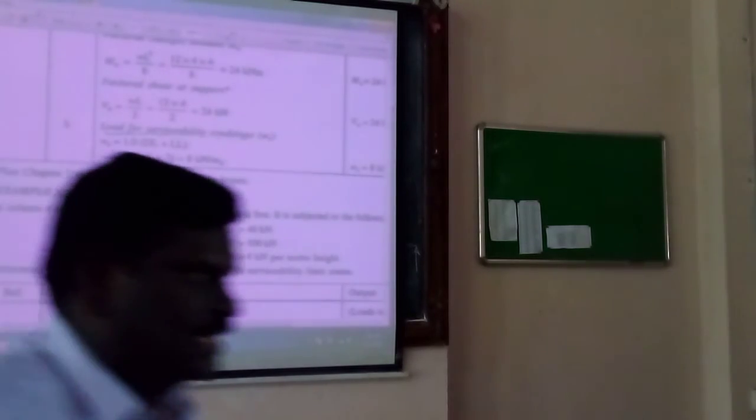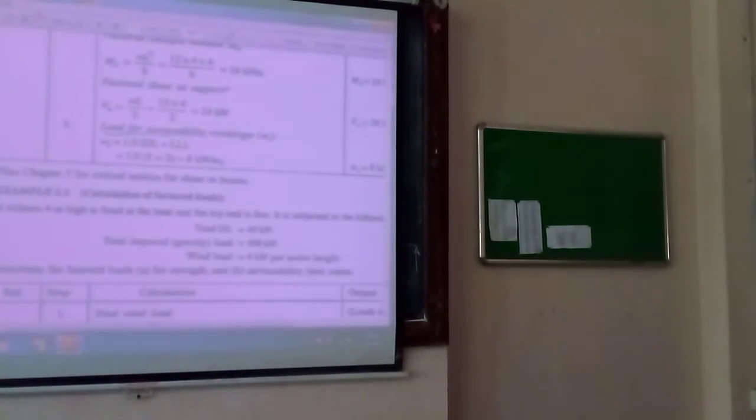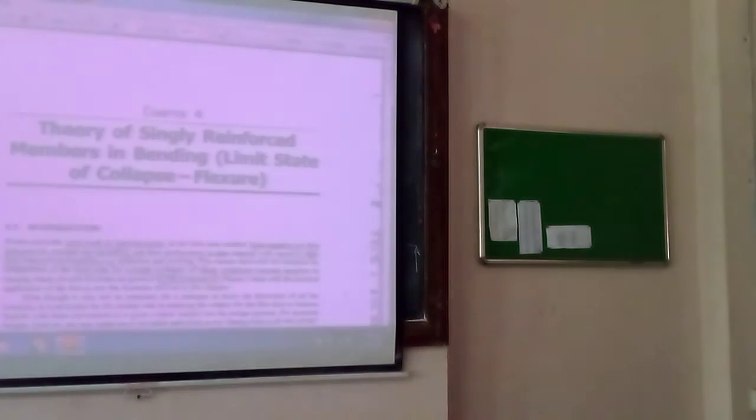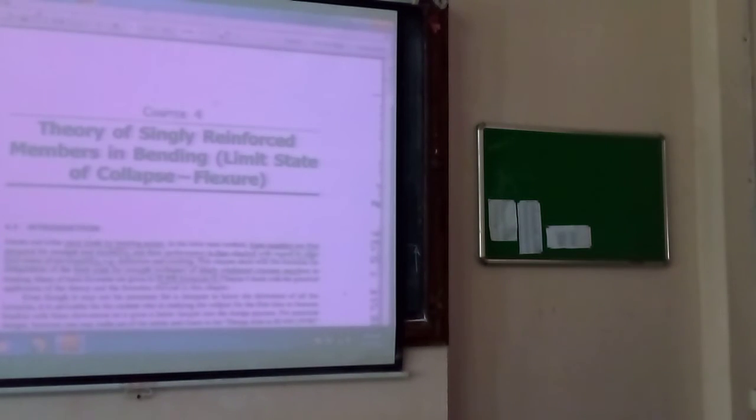Next I want to start the next topic. Okay, some theory. What is that theory? I want to slightly increase the size. Is it visible?